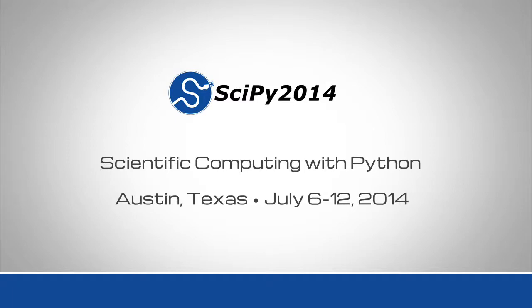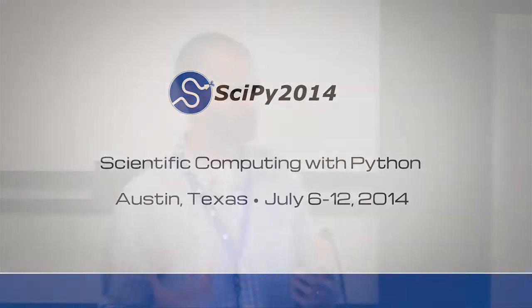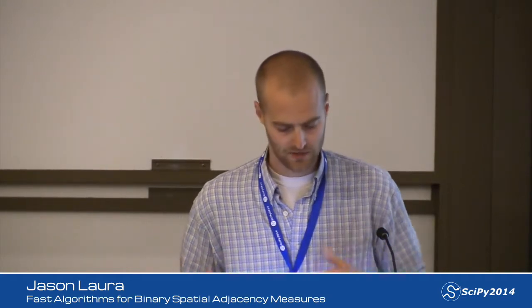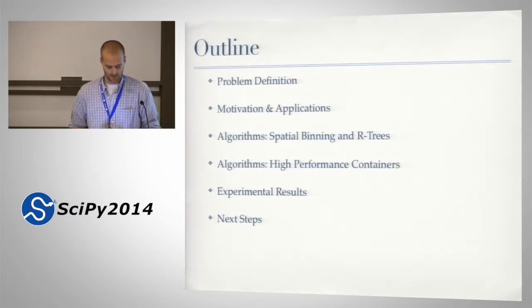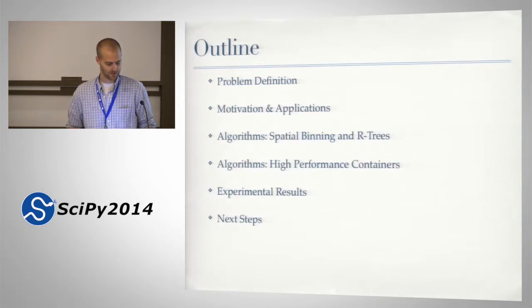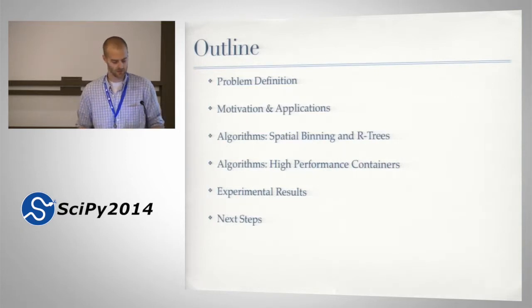So just a really quick outline. We'll define what this problem is, so what exactly is spatial adjacency, talk about some motivations and applications, and talk about a couple of different algorithms: spatial binning, a classic spatial decomposition algorithm, use of a quadtree, building off what we were just talking about, and then the use of Python's collections module, so some of those high performance containers and what those can gain us.